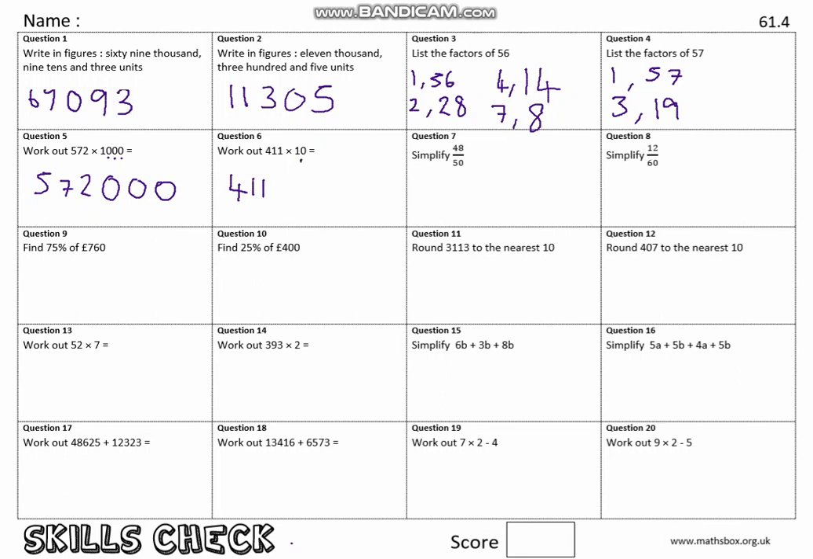Now the next one says 411 times 10. I've only got 1 zero there, so that's what I'm going to add, and that means my answer is 4,110. Next one then. So we've got simplify 48 over 50.